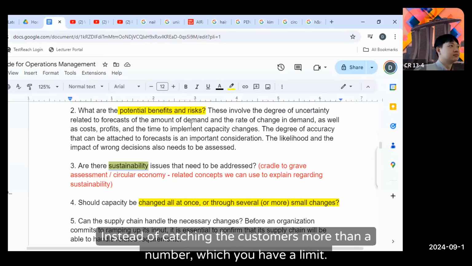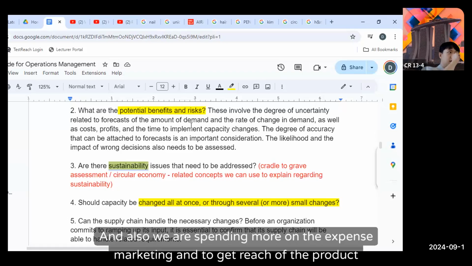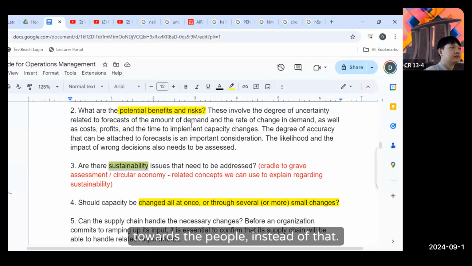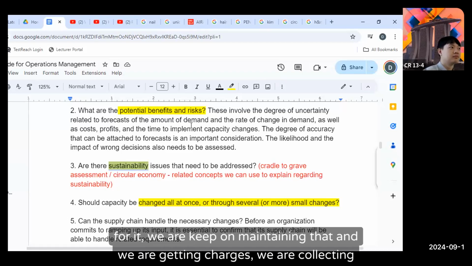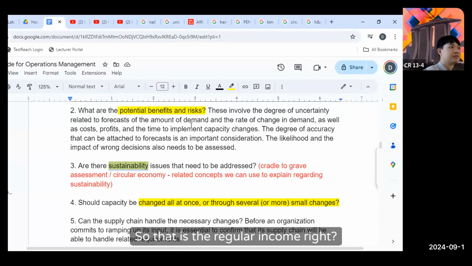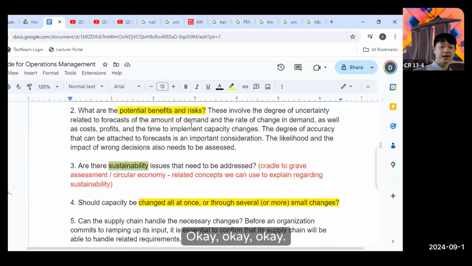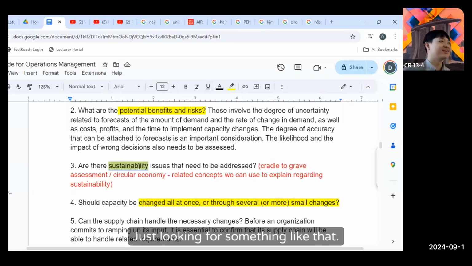Instead of catching customers beyond a number, we have a limit. We are also spending more on marketing expenses to get the product reach to people. Instead of that, we have only 2,000 customers for a single product, and we keep servicing and maintaining it, and we collect charges for that. So that is the regular income, right?